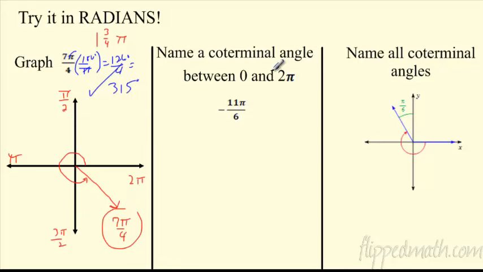So how about naming coterminal angles? Remember, this was no problem for you. If I gave you negative 200 and you wanted a coterminal angle between 0 and 360, what'd you do? You added 360. And you said, yeah, 160. Not a problem. Do the same thing with radians. Now instead of 0 to 360, it's 0 to 2 pi. Big difference there. So what are we going to do?